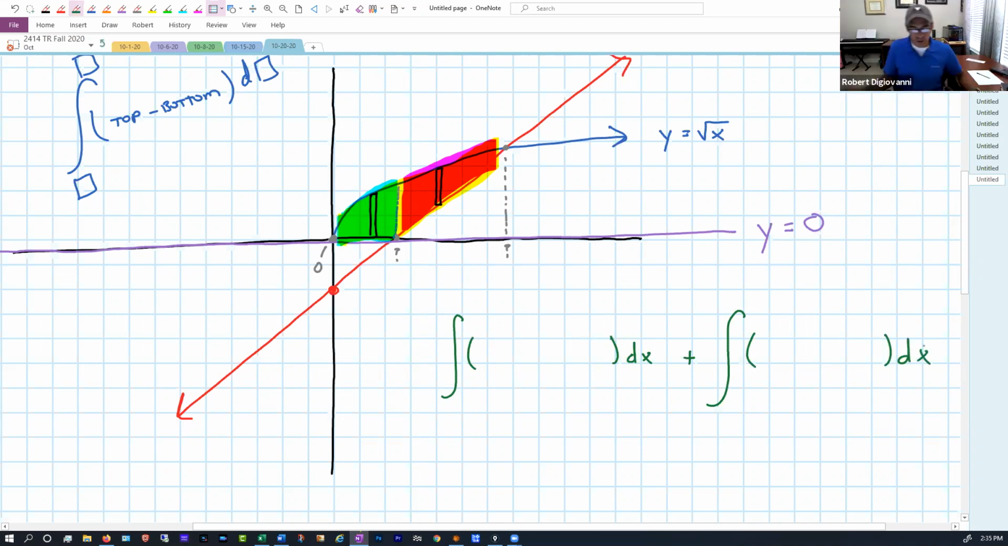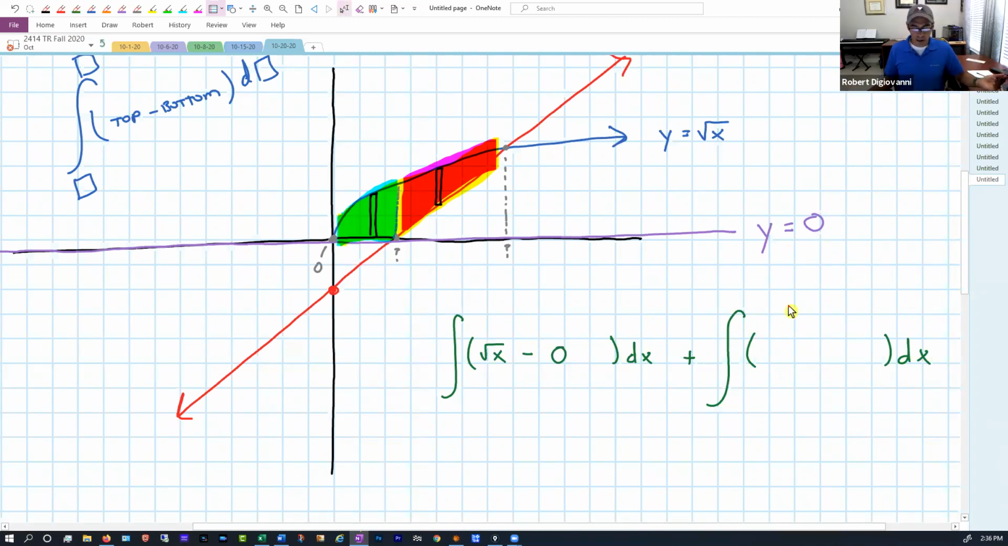Yeah, we will. Can you tell me on the first integral, which is going to go with the green one, what the top function is? The blue one, square root of x. So square root of x, and then minus, what's the bottom function? 0. Which is 0. So that's just that, right?